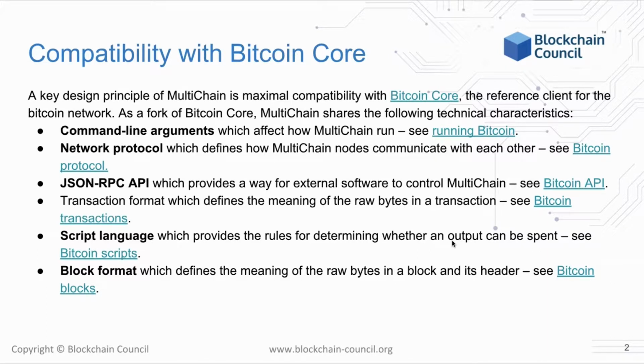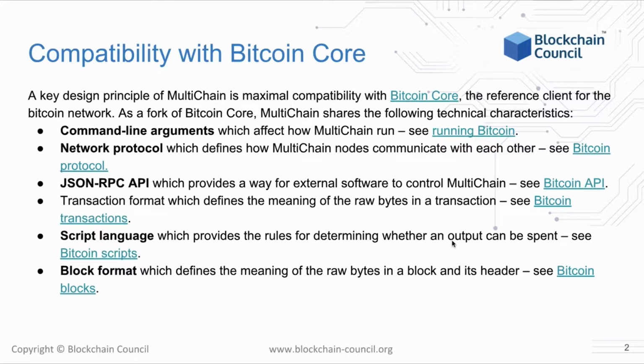Another compatibility is the transaction format, which means the structure of the transaction in which we arrange the JSON object. Using this, we arrange where the particular data will go. Here, the key value structures are similar, and this again helps you to understand the MultiChain transaction JSON and Bitcoin JSON together. Moreover, the script language, which provides the rules for determining if the output can be spent or not, is similar to Bitcoin scripts.